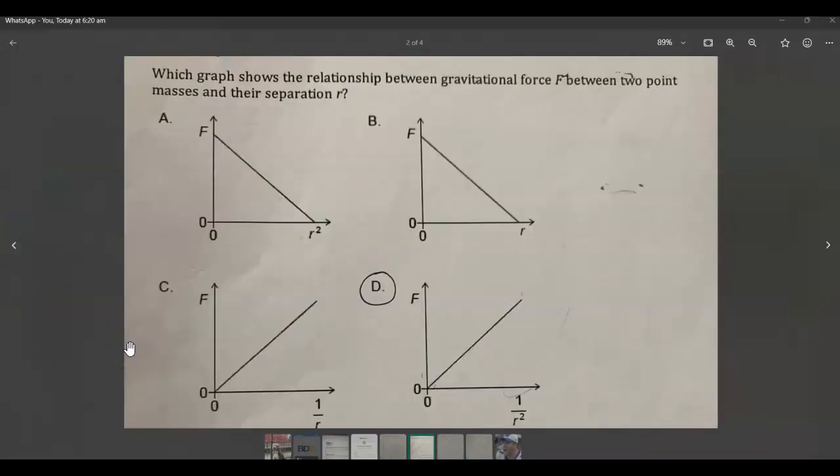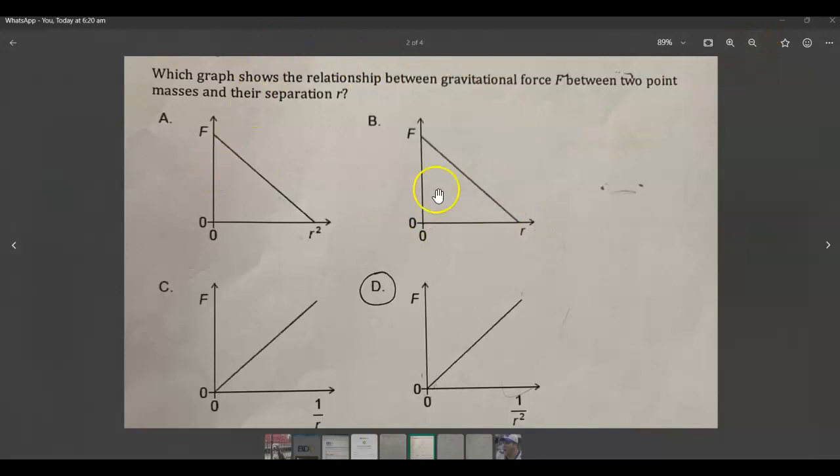Now going to the problem, which graph shows the relationship between gravitational force F between 2 point masses and the separation r? Now the right answer here is D. Let's discuss first A, B, C. Well, B cannot be because this only talks about r and it's not equal to what the gravitational force between two masses shows. So B eventually is taken out.